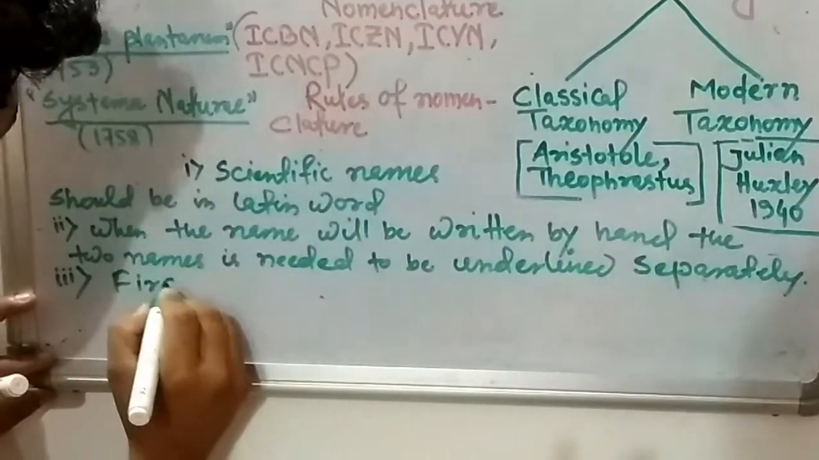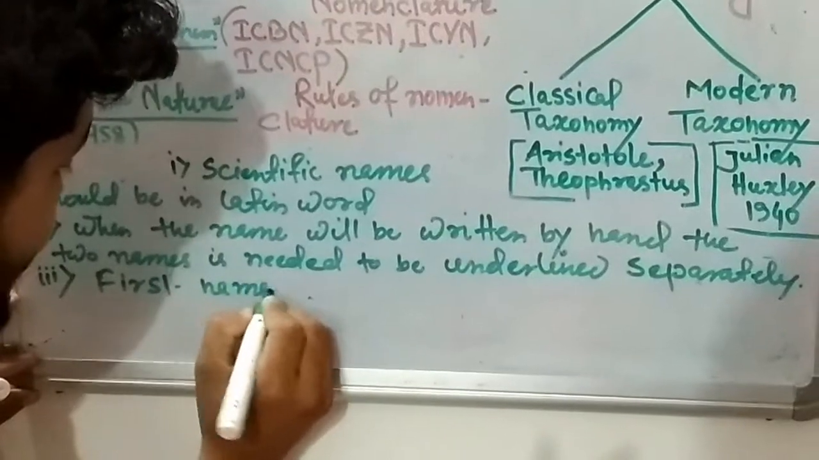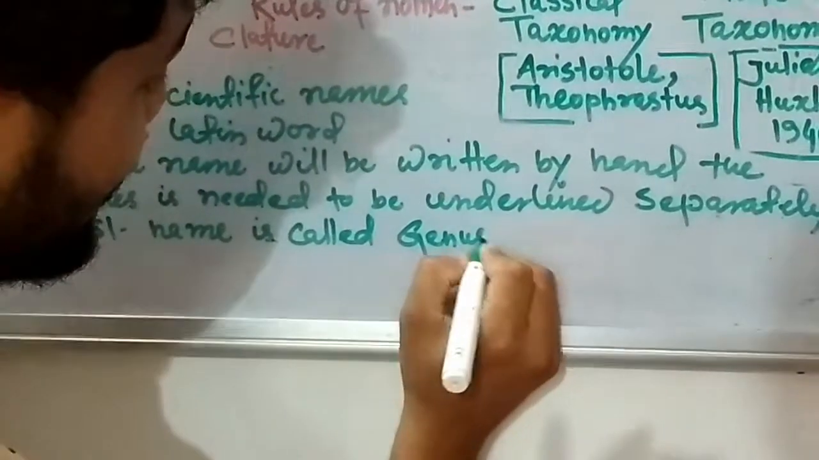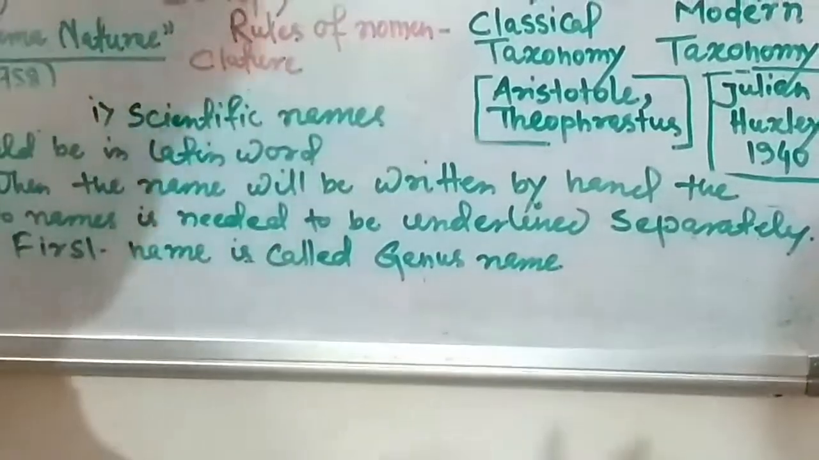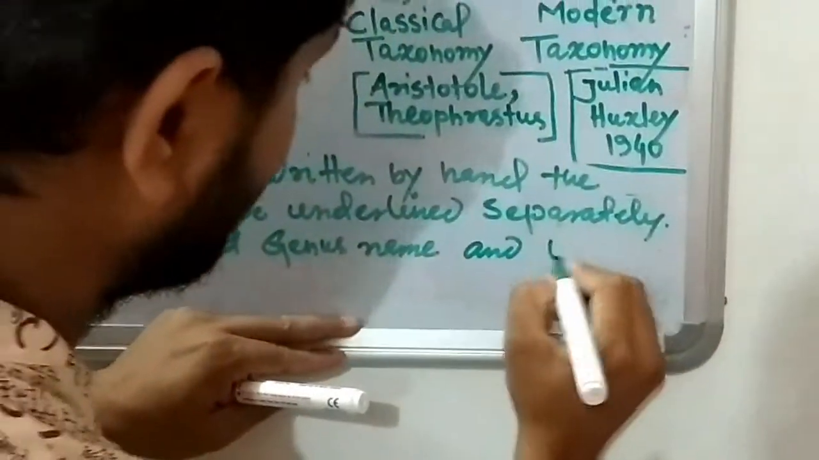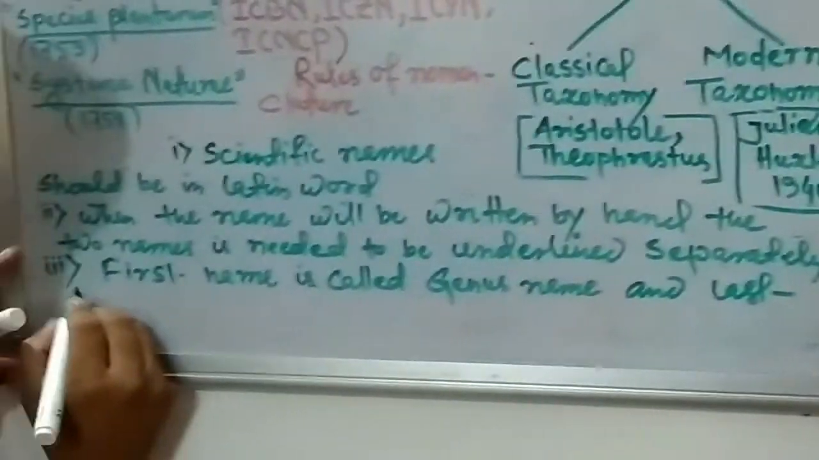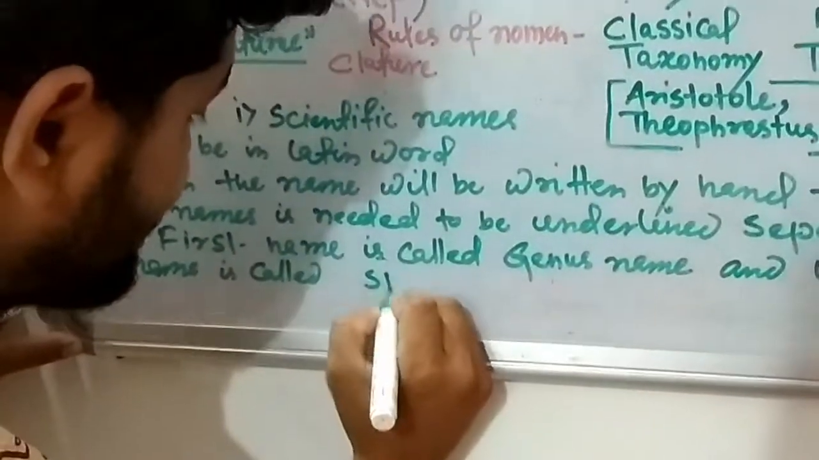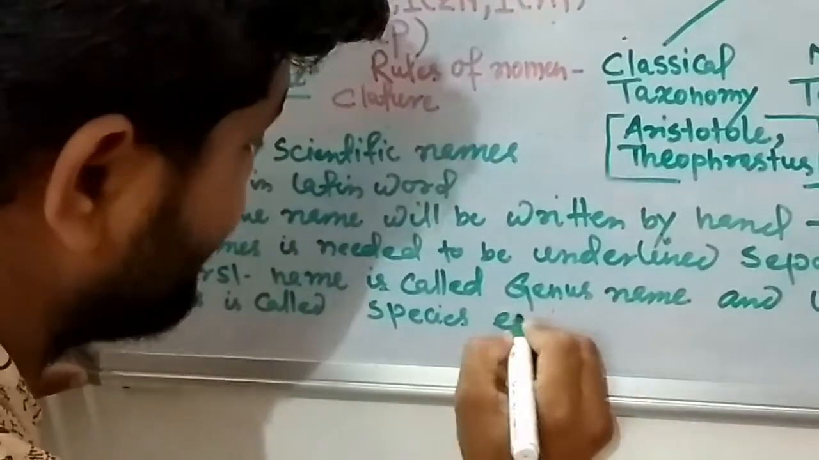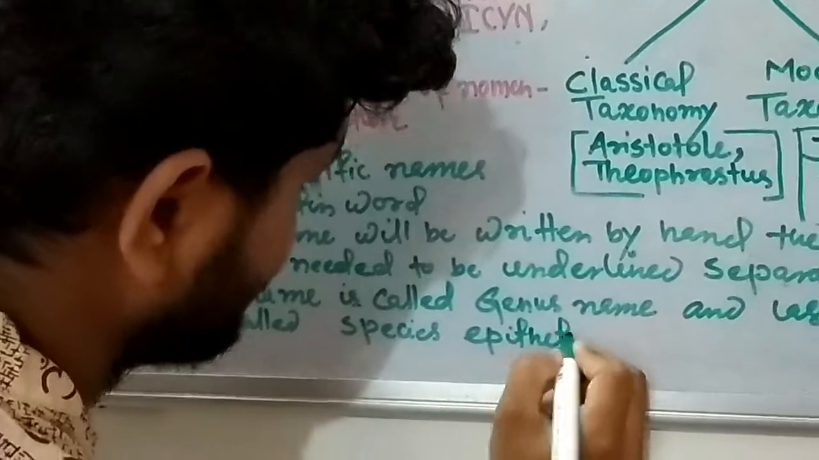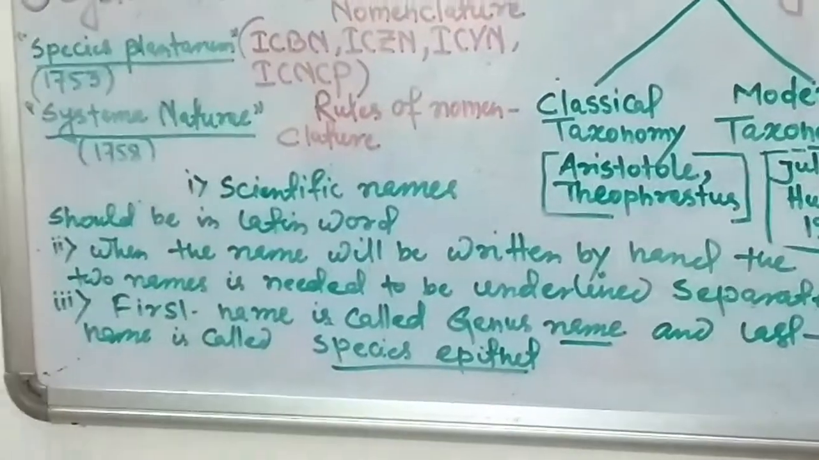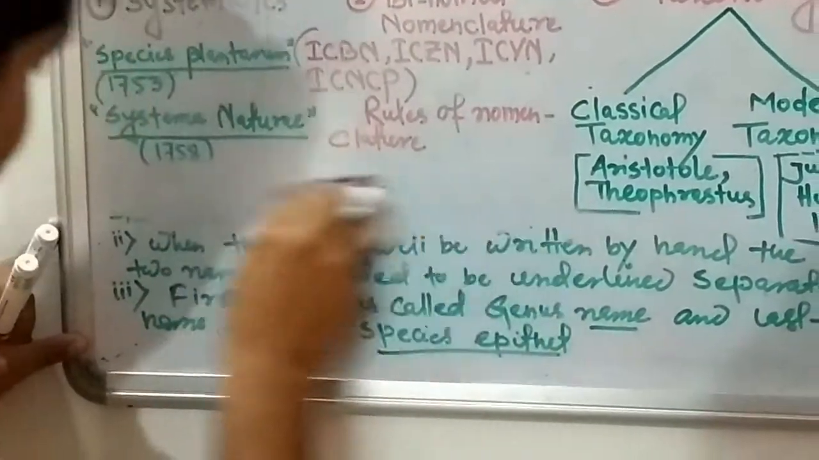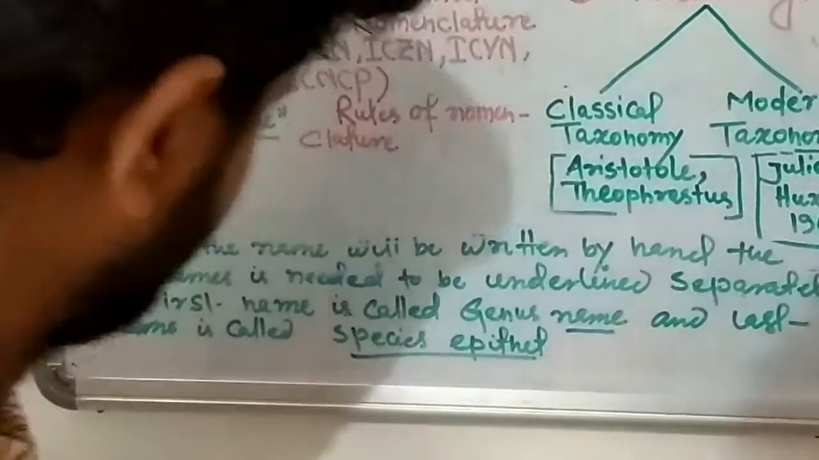The first name is called the genus name, and the last name is called the species epithet. Okay, so I am erasing the first point so that I can write the next point above here.